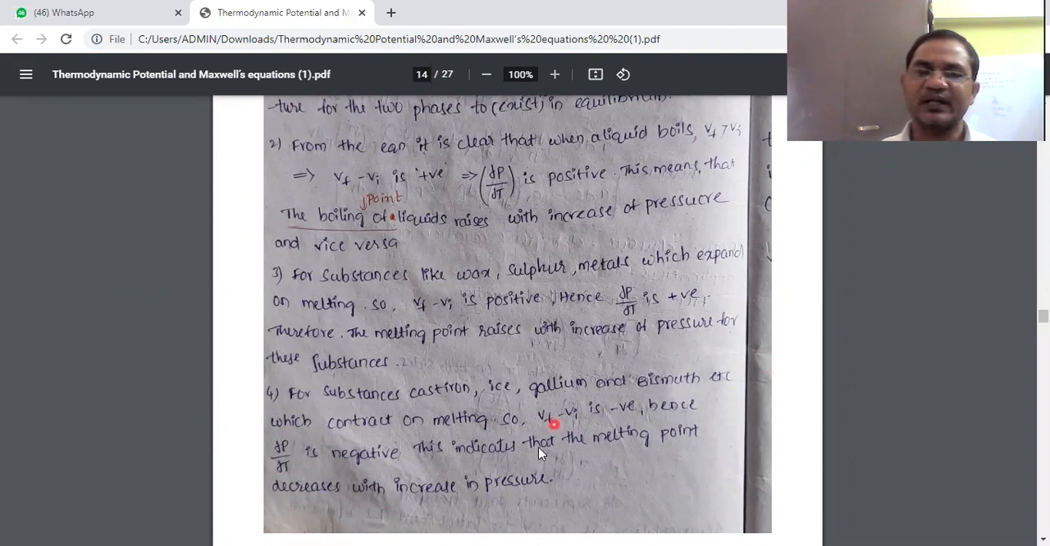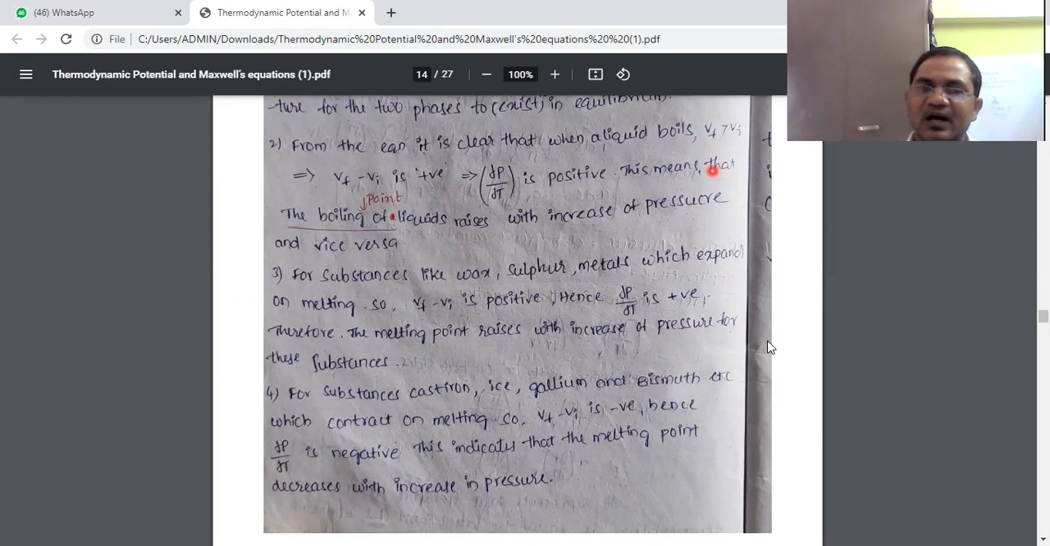You can observe this in the case of ice, very simply. You tie a thread on an ice block and suspend some load. Then it will cut the block into two pieces, because by applying the load we are increasing the pressure, and the melting point of ice decreases. So the thread cuts the ice block into two parts. It is a familiar example we see in our daily life.